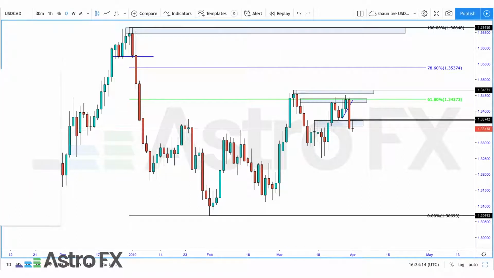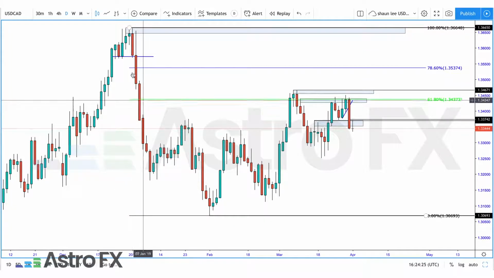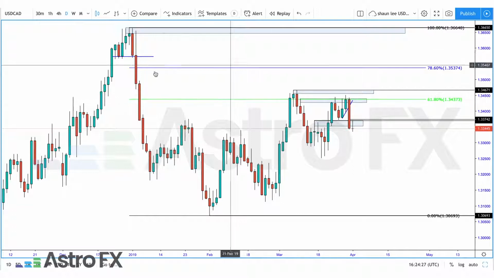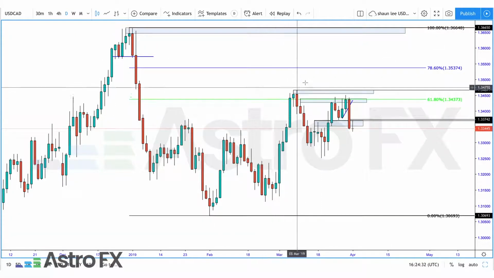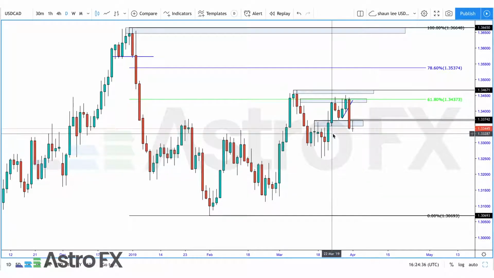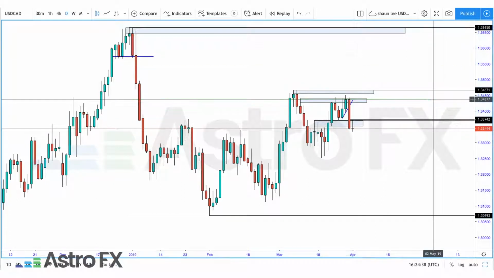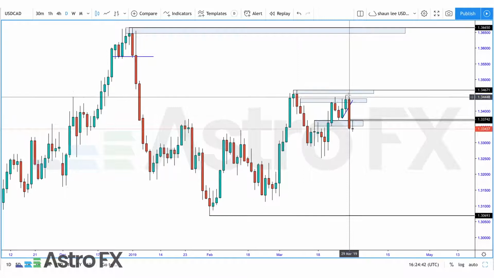Also, what we do have here is if we took a rectangle tool and we stretched it from 78.6 to 61.8 all the way down and across, this entire region is an area in which the market can actually rebound into and then strike off.